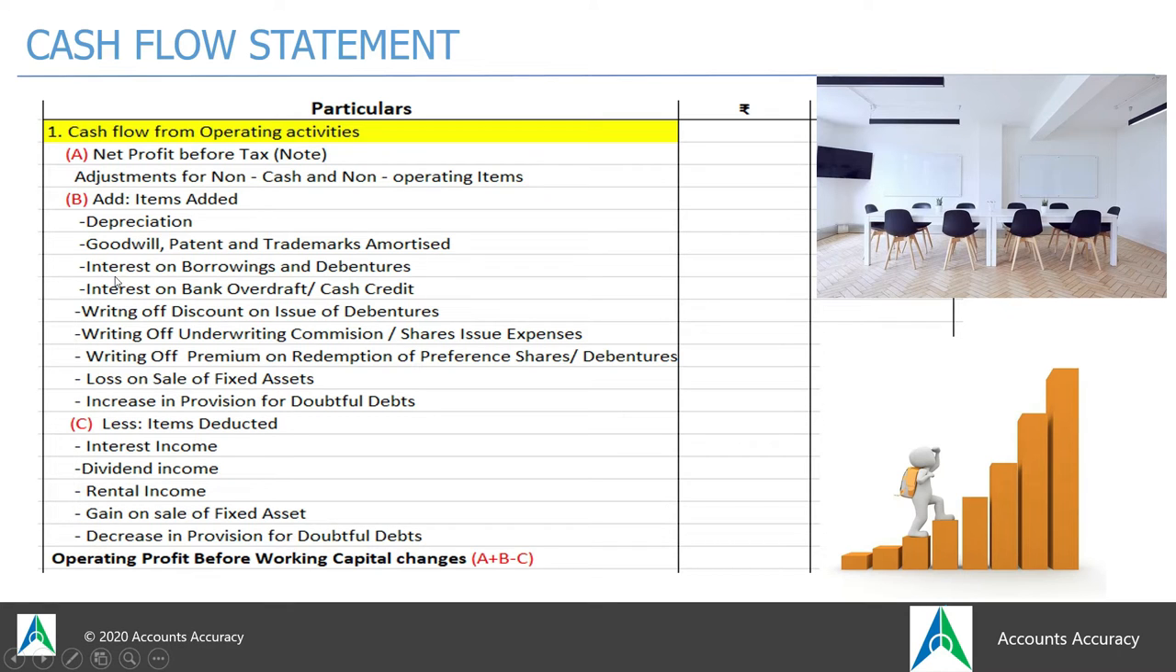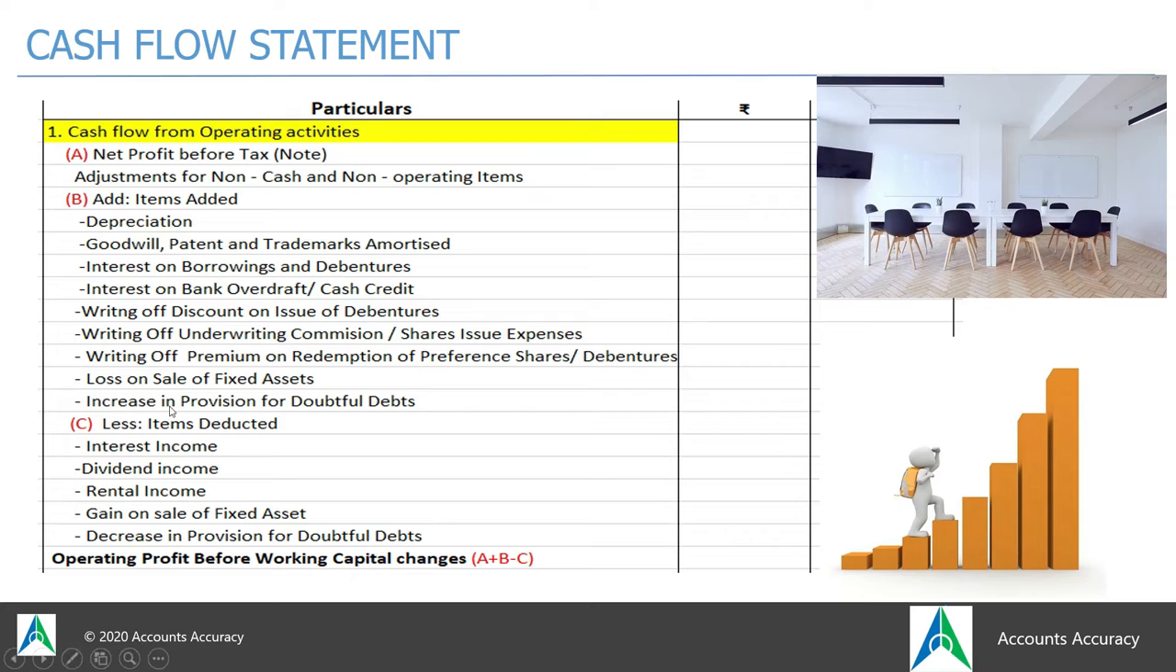So, items like interest on borrowings of debentures, interest on bank overdraft, cash credit, writing off discount on issue of debentures, writing off underwriting commission, share issue expenses, and writing off premium on redemption of preference shares or debentures. These all items we show either in investing activities or financing activity. Hence, these are needed to be added over here because when we calculate net profit, we already deducted these amounts and these amounts had reduced our profit.